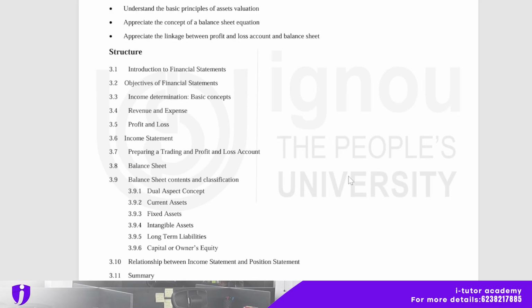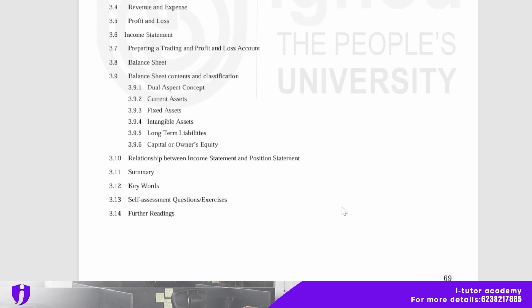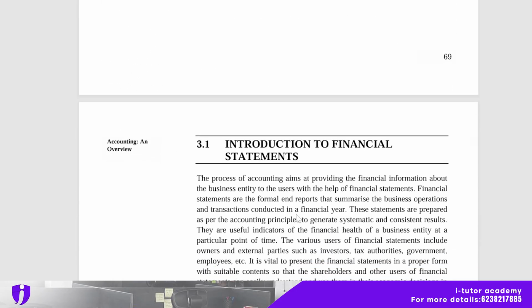And the structure of this unit is: introduction to financial statements, objectives of financial statement, income determination, basic concept, revenue, expenses, profit and loss, income statement, preparing a trading and profit and loss account, balance sheet content and classification. Under the dual aspect concept: current asset, fixed asset, intangible asset, long term liabilities, capital or owner's equity. Relationship between income statement and position statement. Summary, keywords, and self-assessment questions and exercises are there.